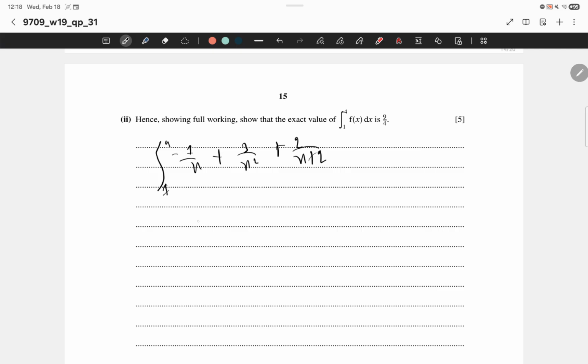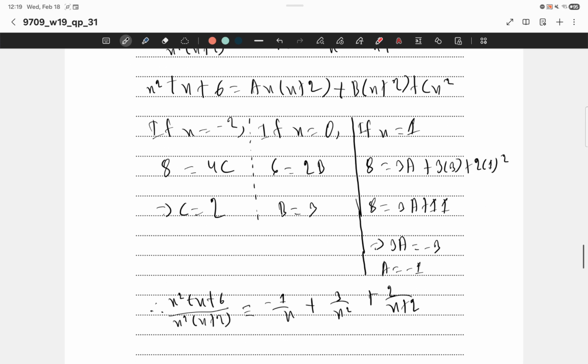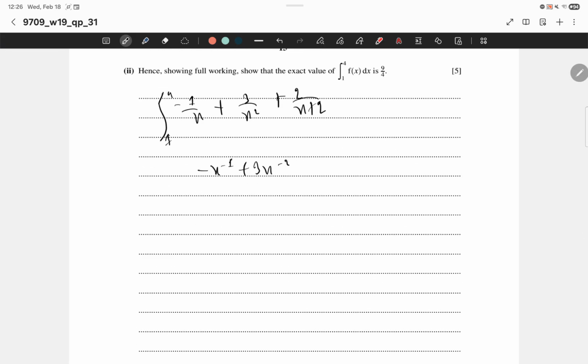Okay, so we need to integrate this actually with the limits of 1 and 4. So should we write it like this: minus 1 by x plus 3x to the power minus 2. Wait. Okay, so I just went to check something. Like the integration of negative 1 by x, in the marks we're given ln x, but it should be negative ln x. So let's just do it our way and see if it's correct. Like the marking scheme sometimes makes mistakes, so let's see.